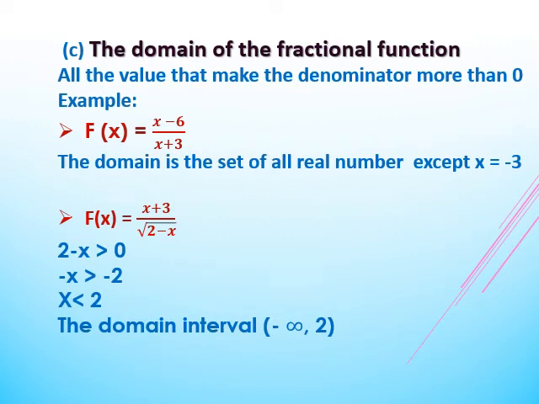This is the third type of function, which is the fractional function. In fraction functions, the denominator has a variable. For example, if we have f of x equal to x minus 6 over x plus 3, what we can do in the case of a fraction is take the denominator and set it as an inequality, not equal to 0.